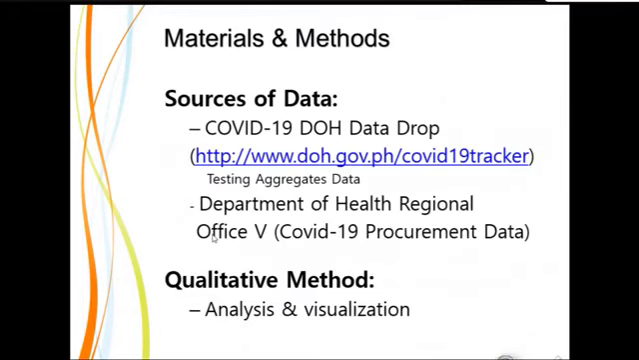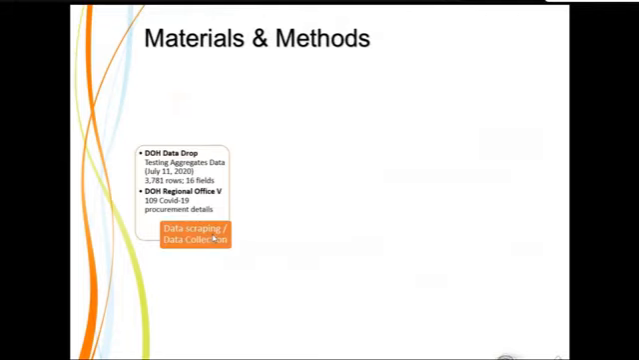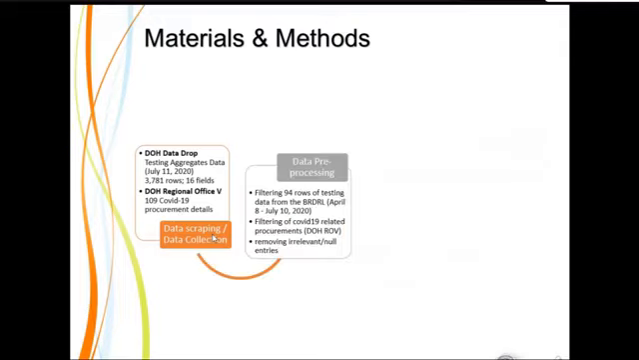Our sources of data are primarily from the COVID-19 DOH data drop from this URL provided, specifically the testing aggregates data. And for our COVID-19 procurement data, we sourced them from the Department of Health Regional Office 5. The qualitative method made use of analysis and visualization, specifically the data analytics method, which started off with data scraping and data collection from the DOH data drop testing aggregates data downloaded as of July 11, 2020, composed of 3,781 rows and 16 fields. And the COVID-19 procurement details, 109 of which were sourced from the DOH Regional Office 5.